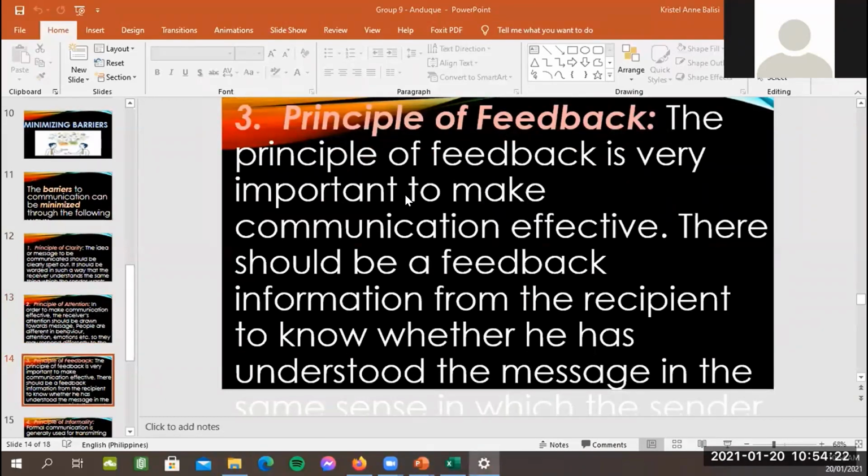Principle of feedback. The principle of feedback is very important to make communication effective. There should be feedback information about feedback.